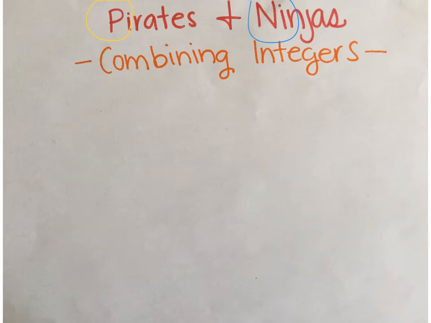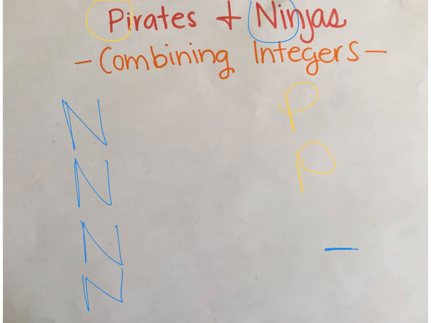Let's see what's going to happen if I have more ninjas than my pirates. So I'm going to have 4 ninjas. There are my 4 ninjas. And I'm going to have 2 pirates. I know because I have more ninjas than pirates, my number at the end will be a negative. I need to cancel out 2 of my ninjas because they are fighting my pirates. So I'm going to fight there and fight there. I am left with 2 negative ninjas, and that is my final answer.